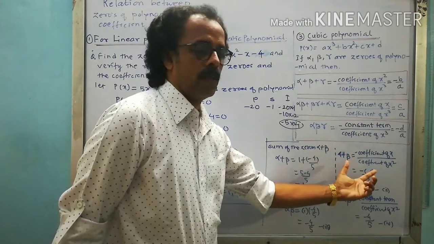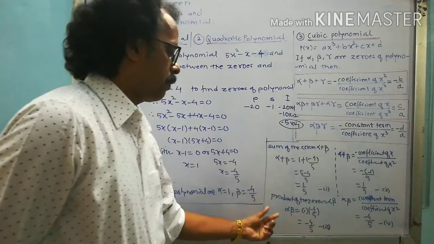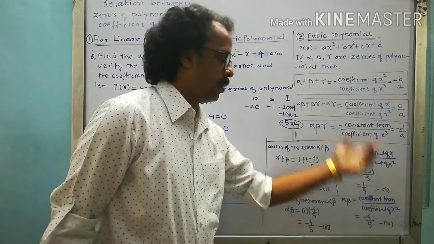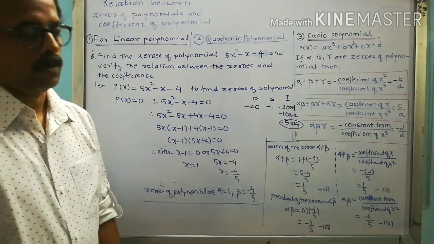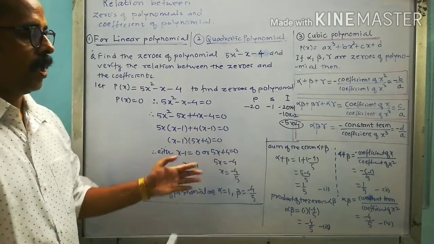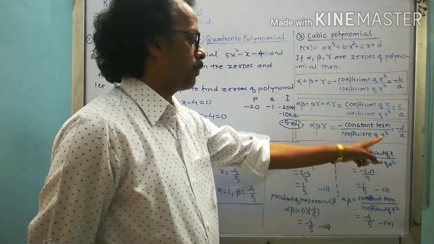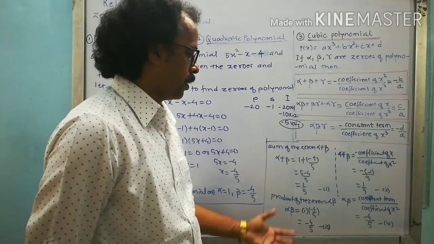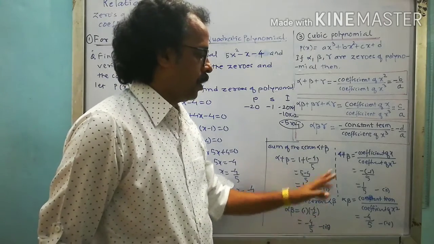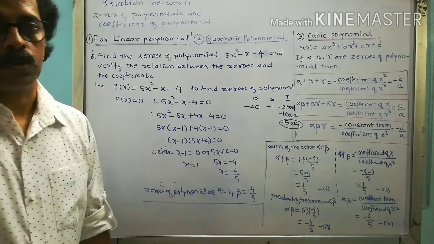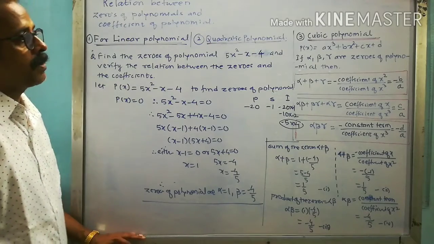Then we use a formula in terms of coefficient. Then we have taken the product of zeros. Then we have taken the coefficient, that formula in terms of coefficient. And we found that again the sum of the zeros is same as minus of coefficient of x upon coefficient of x square, and product of the zeros is same as constant term upon coefficient of x square. So that is about your 3-marker question.